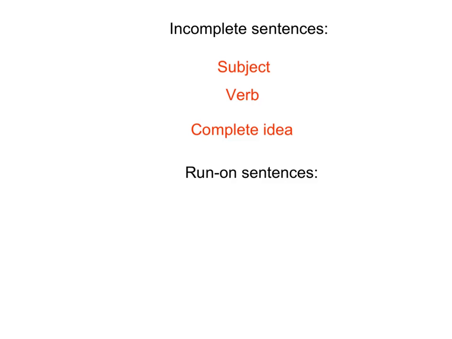We learned how to fix 2 common sentence problems. The first is incomplete sentences. To fix incomplete sentences, we need to check for 3 important parts. We need to check for the subject, we need to check for the verb, and we need to make sure it's a complete idea by checking for linking words like and, or, but, so, and because.